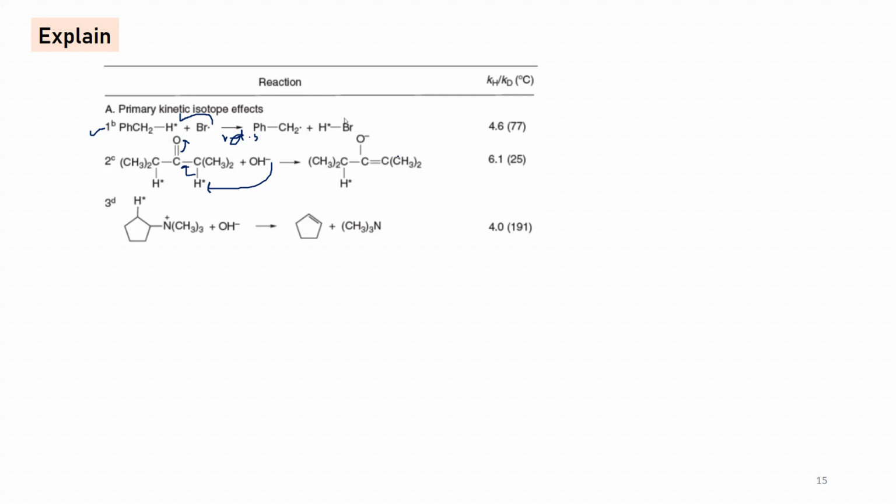And there is the last one which we have solved previously also. It comes here, kind of E2 elimination. Therefore, it will show a primary kinetic isotope effect. Okay.